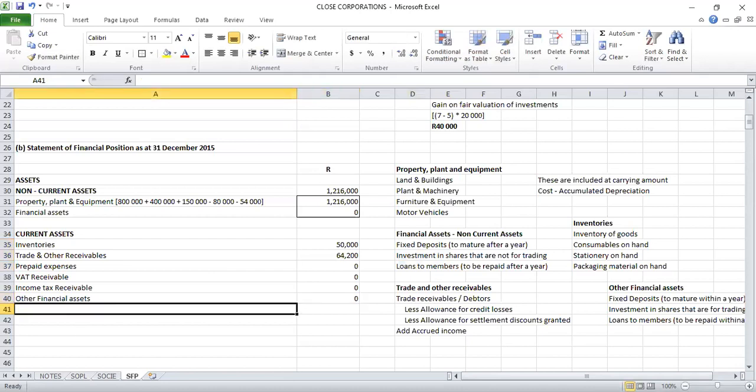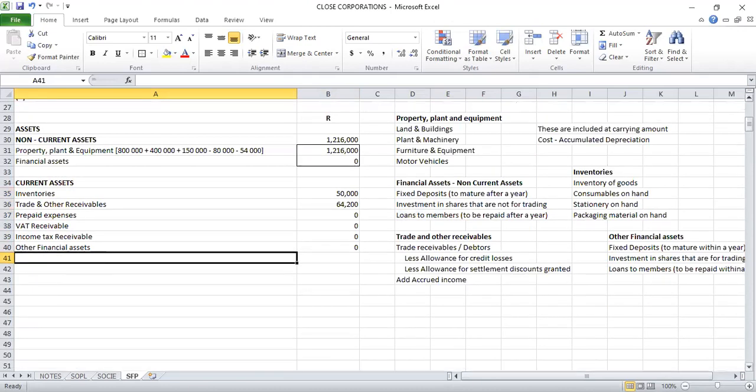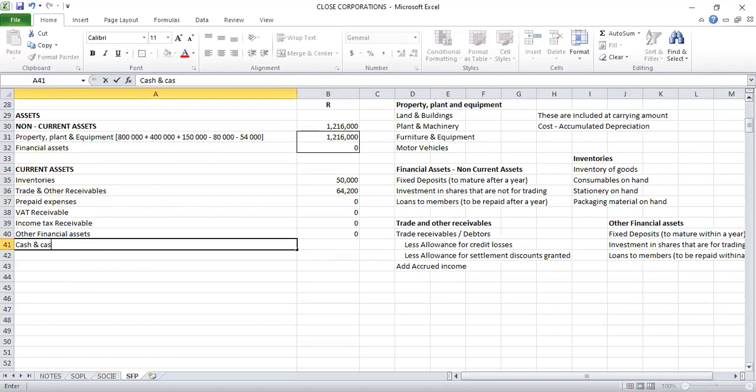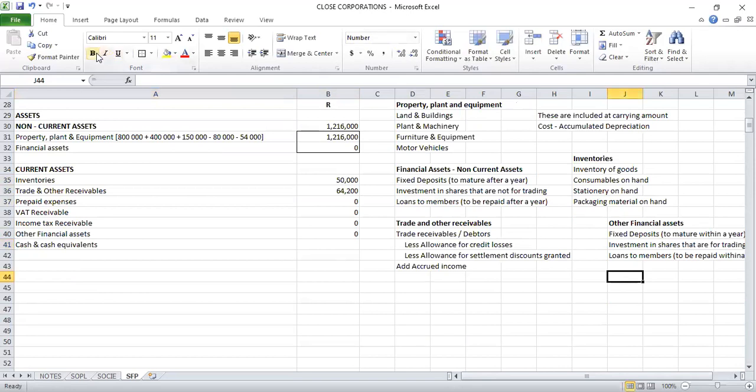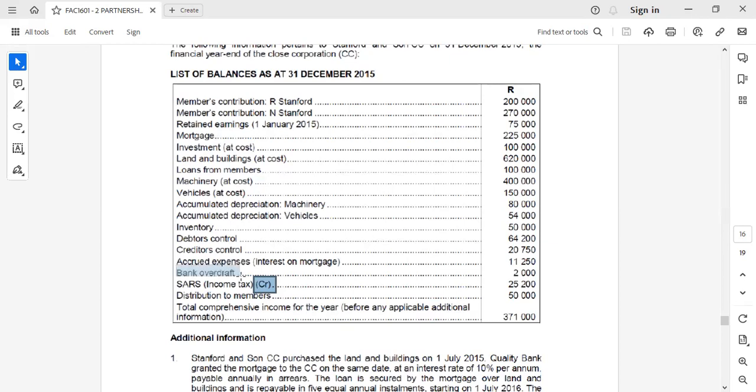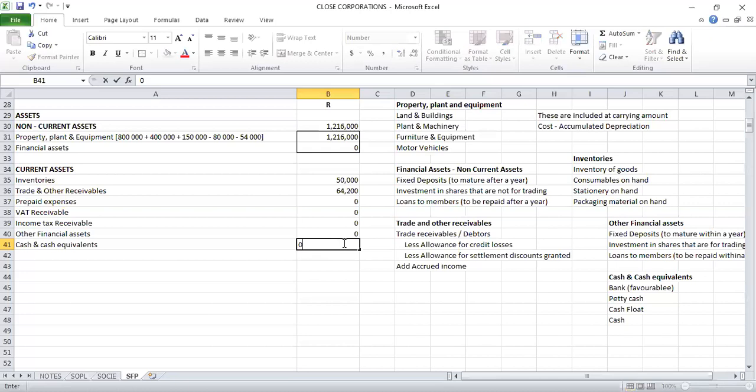Then we'll have cash and cash equivalents. We have bank if it's favorable. Petty cash. Cash floats. And cash if they are there. Right. So in this particular case, we have got bank, but it's an overdraft. If it's an overdraft, it's a liability. That means we owe the bank. So in this particular case, we don't have cash and cash equivalents.